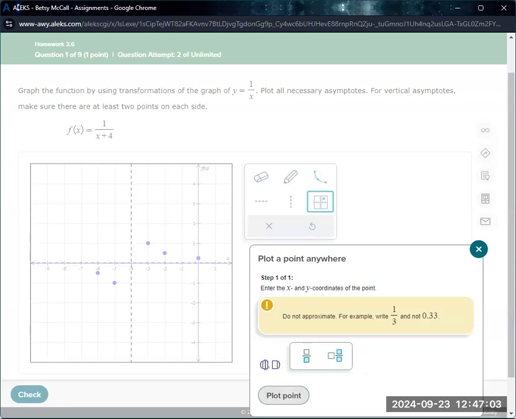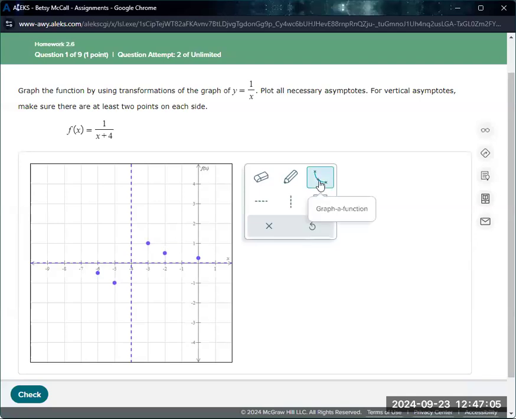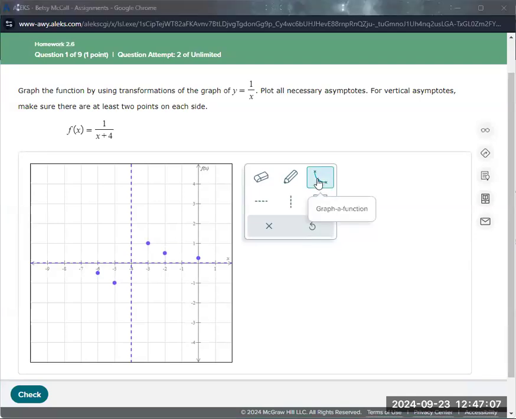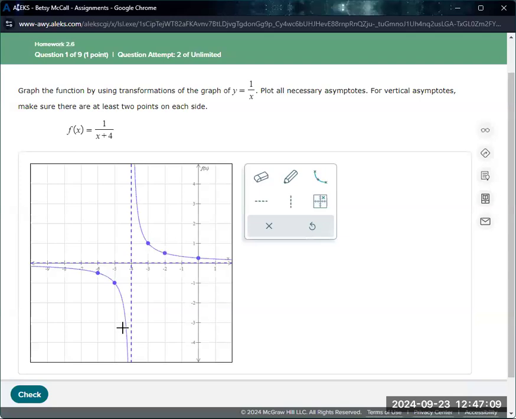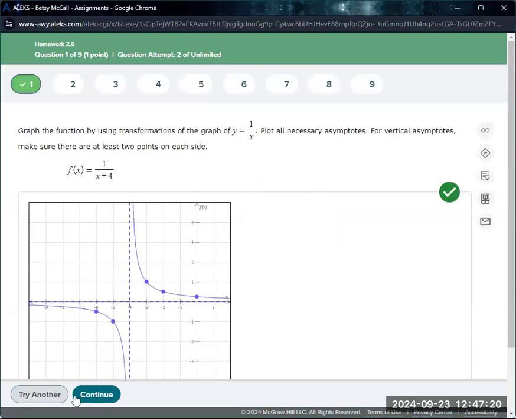Okay, so now I've got a couple points plotted on each side of the asymptote, and then I'm going to select graph a function, and the function will try to connect those dots for me. And then if I hit check, then it says that it is correct.